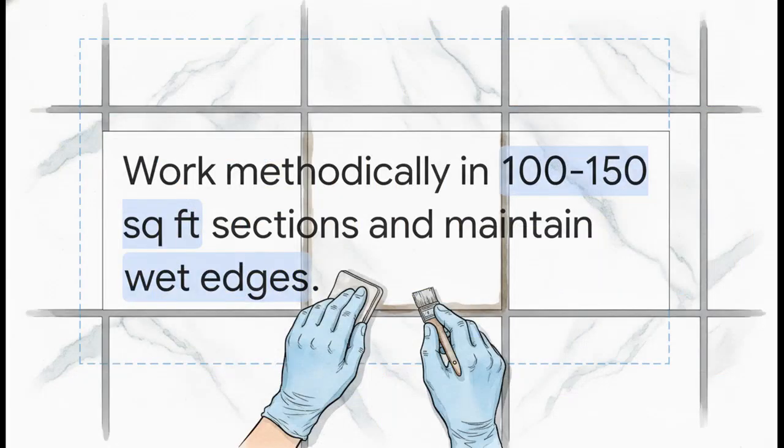But application requires professional precision. You need to maintain wet edges, working methodically in 100 to 150 square foot sections. Apply the sealer carefully with an applicator pad or a small brush to ensure consistent coverage, making sure you aren't just flooding the tile joints. Crucially, if you're working with highly porous grout and it absorbs that first coat within a few minutes, you must apply an immediate second coat to ensure total saturation and protection.